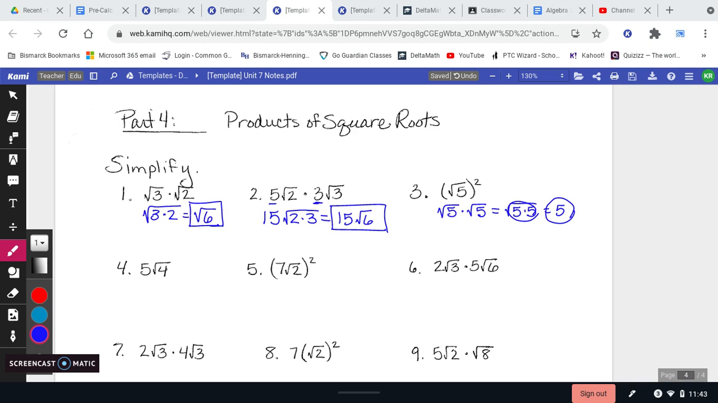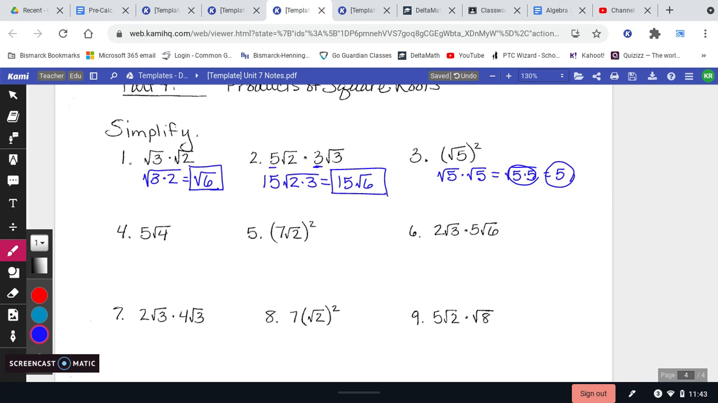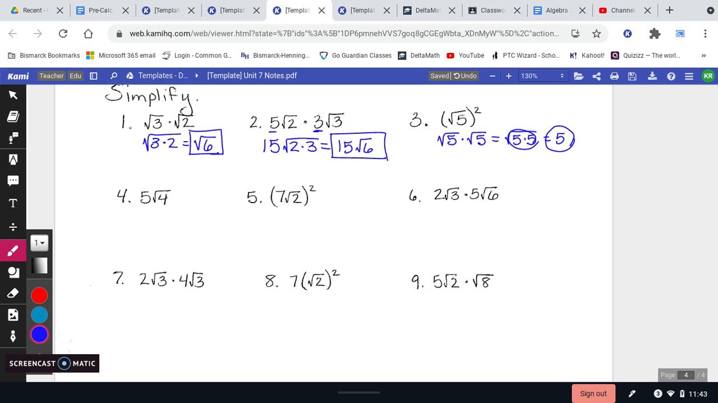The other thing you can think of is the square root and the exponent of 2, those cancel each other out. So here, square root of 5 squared, well, the squared cancels out the root. What's left is the 5. Okay, number 4, 5 times the square root of 4. Well, square root of 4, that's a perfect square. That's 2 times 2. So square root of 4 is 2, so I can simplify that. Now I have 5 times 2, and that's 10.